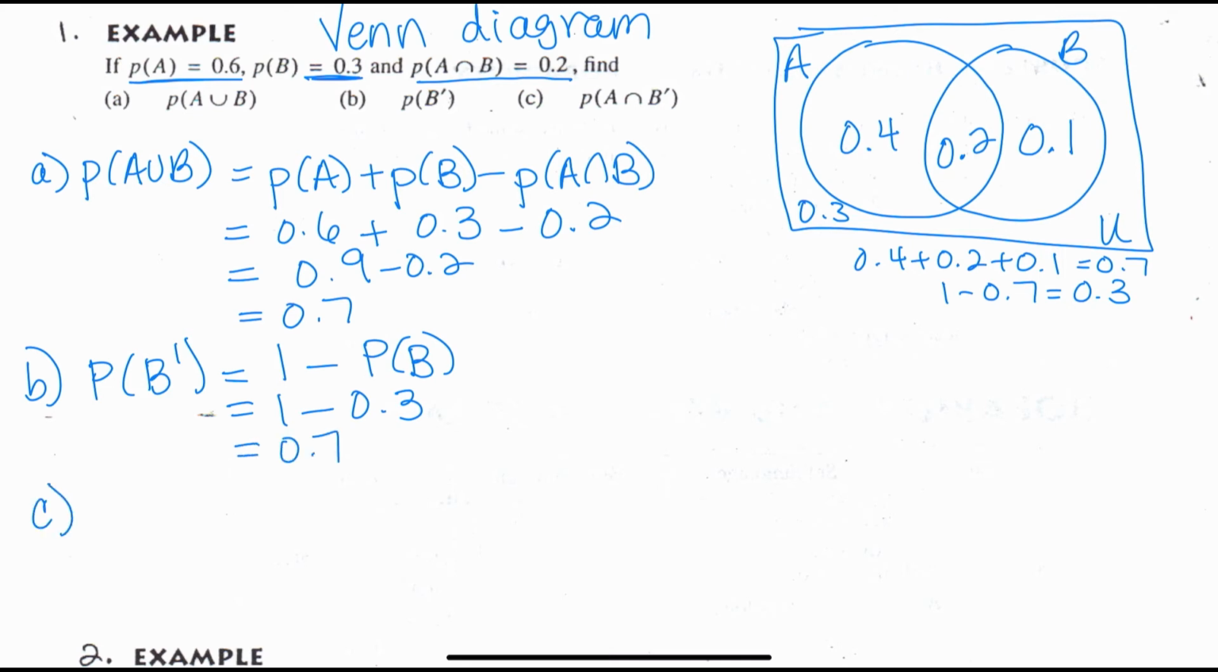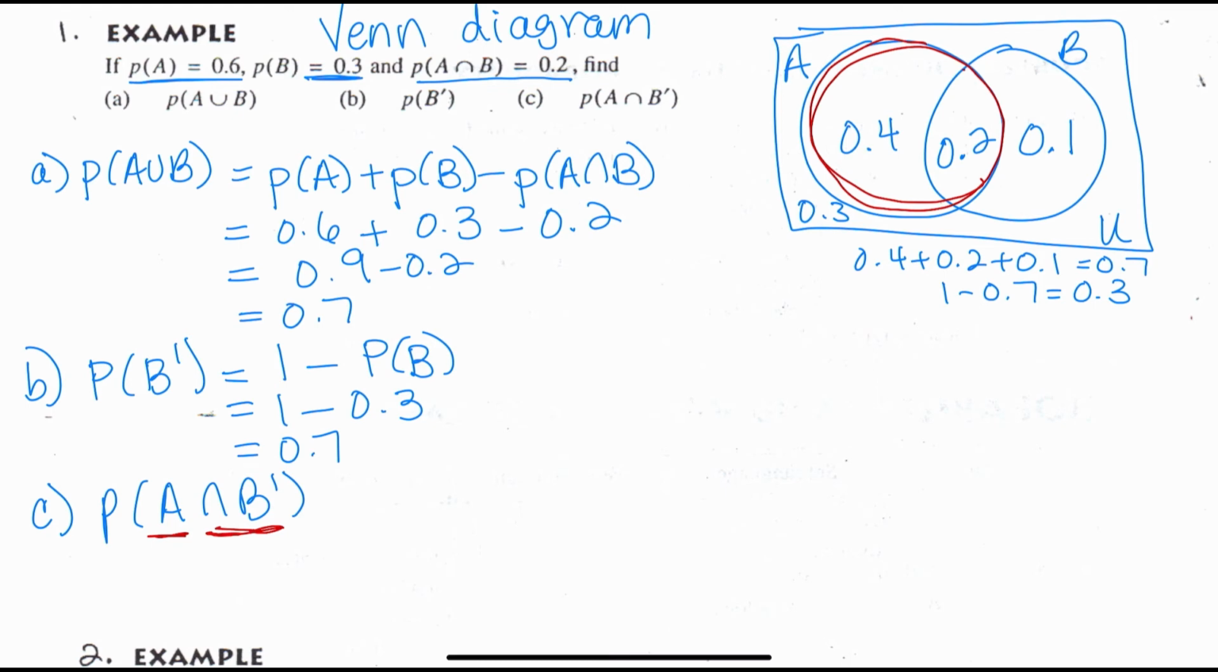For part C, it says to find the probability of what is in A and not in B. So this is at the same time. What is going to be in A and outside of B at the same time? So there's only two things right now in A, and that is 0.4 and 0.2. But it says it has to be in A and, because the upside down U is intersection, at the same time not in B.